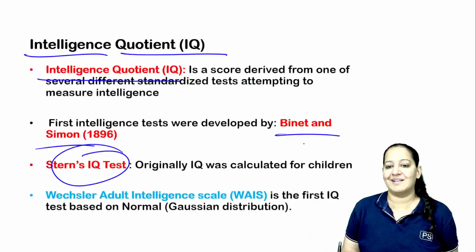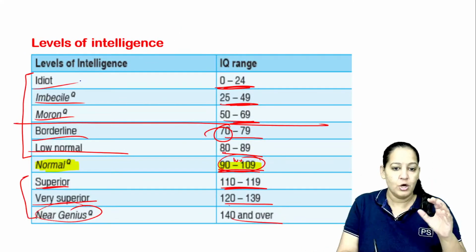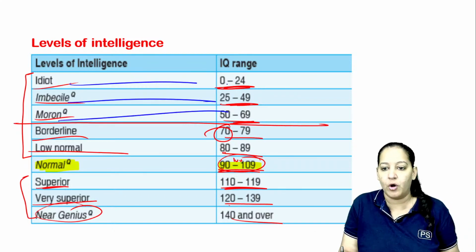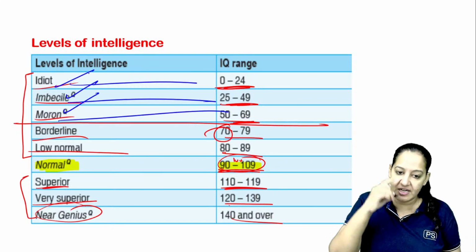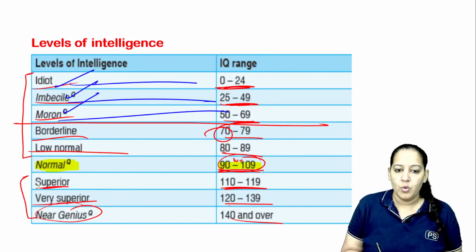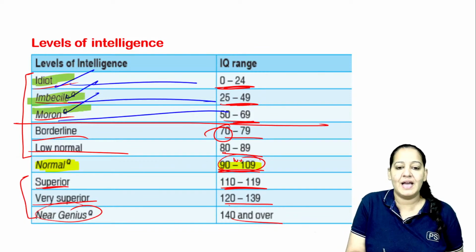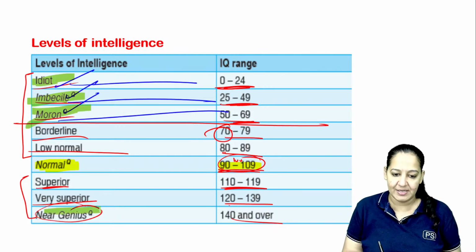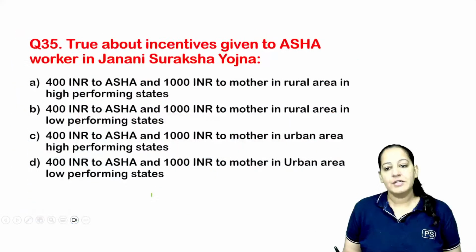Please learn, or else you can get a question on this. Who is idiot? Who is imbecile? Who is moron? Especially on these 3, idiot, imbecile, moron, questions are repeatedly asked. Please learn it very thoroughly. What is the IQ of an idiot? What is imbecile? What is moron? Please learn. And near genius also. Okay, so that's all about it.